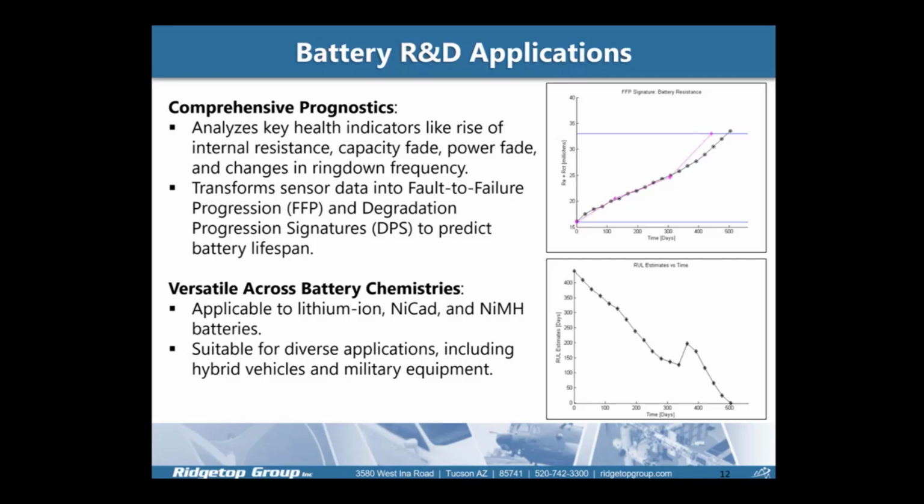And so ARULE again allows us to analyze key health indicators like the rise of internal resistance, capacity fade, power fade, and also changes in ring down frequency, such as those observed in switch mode power supplies. And then we take that feature data and we can transform it into a fault to failure progression or degradation progression signature. And it's also proven across multiple battery chemistries and suitable for other diverse applications, including hybrid vehicles and military equipment.